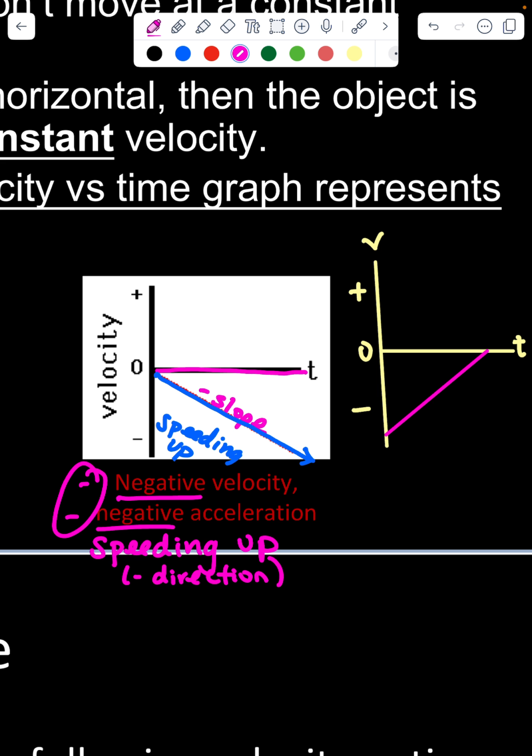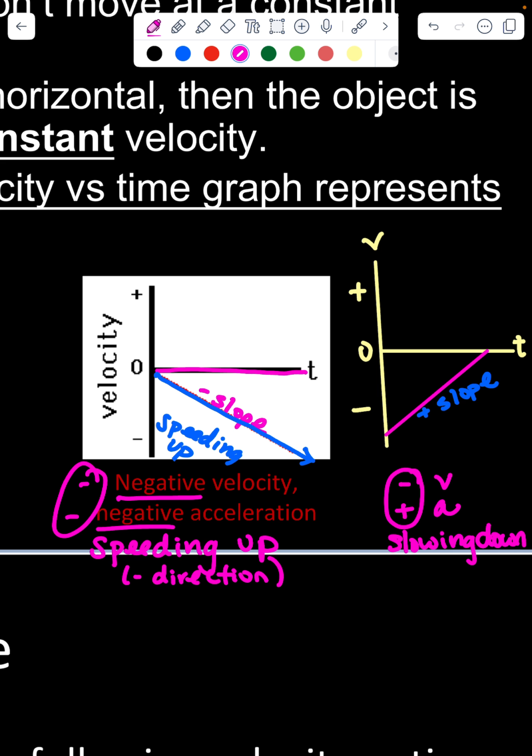All right, so the first thing that I want you to see is what our sign for our velocity is. So we see it's below that x-axis, so we know that we have a negative velocity. We are also looking at a positive slope, so that means that we have a positive acceleration. We had like signs on the last one that meant speeding up. We have opposite signs here, so that tells us that we are slowing down.